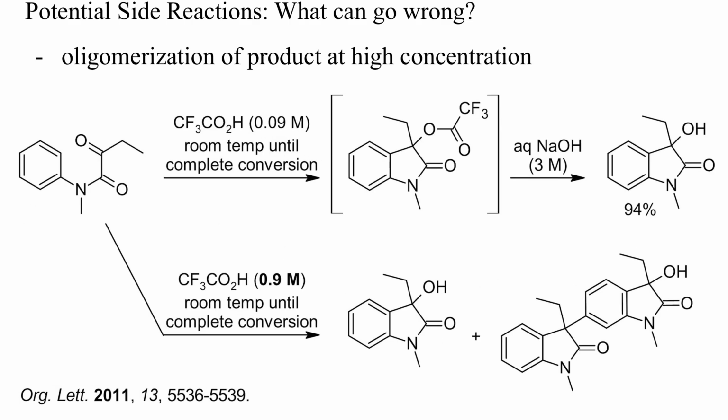The reaction of electron-rich arenes with aldehydes or ketones can yield benzylic alcohols or diaryl methanes. At high concentration, oligomerization of the product can become an issue, as in this example. Here, when the cyclization was conducted at a low concentration, a high yield of tertiary alcohols was isolated. At a 10 times higher concentration, however, a product mixture resulted.